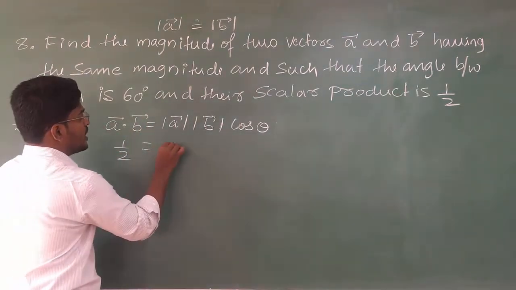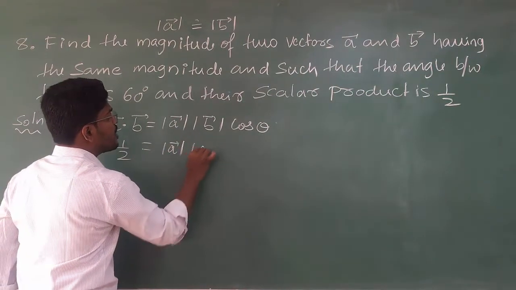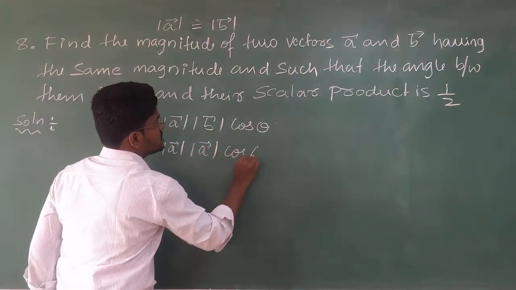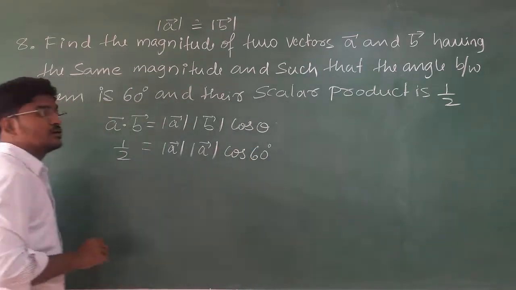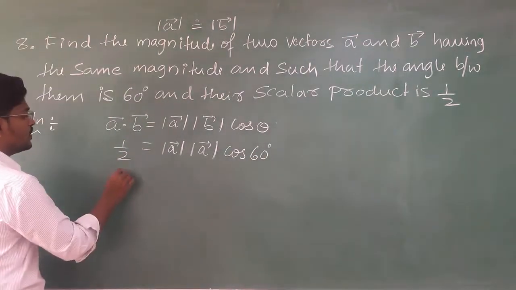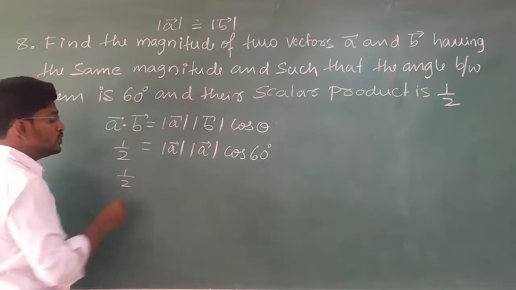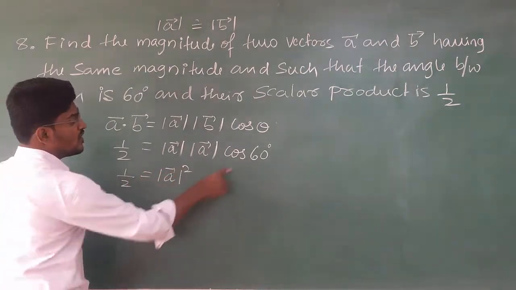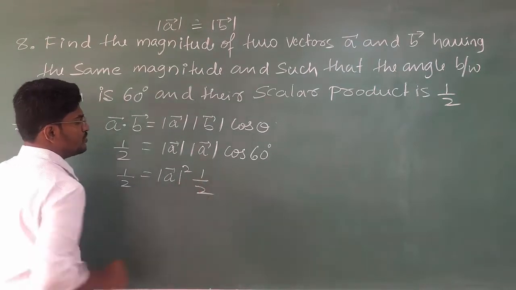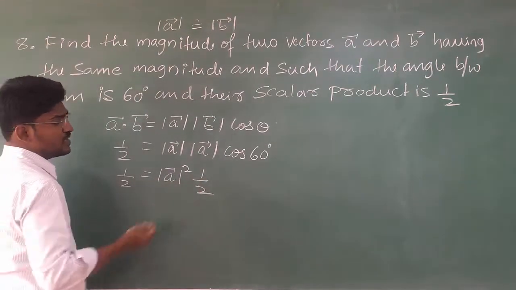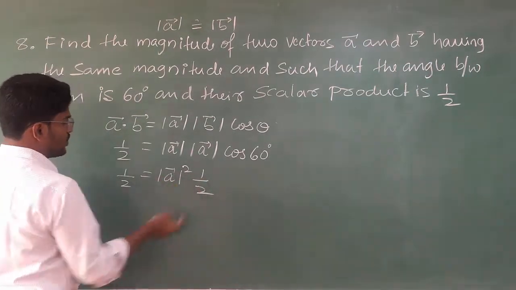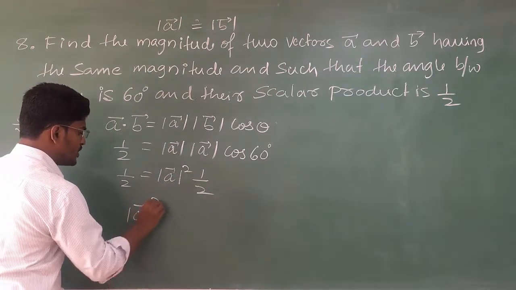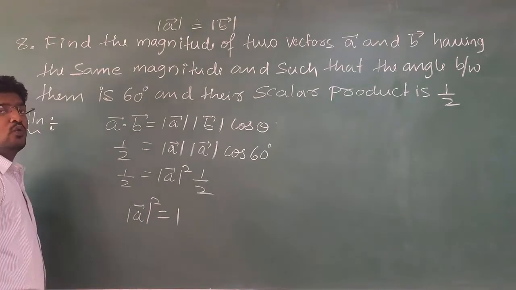So that's why I can write it as magnitude of A into magnitude of A cos 60 degree. Clear? So now this is 1 by 2 magnitude of A square, cos 60 is 1 by 2. So very simple evaluation. You take 1 by 2 on this side and cancel. You will get magnitude of A square is equal to 1.